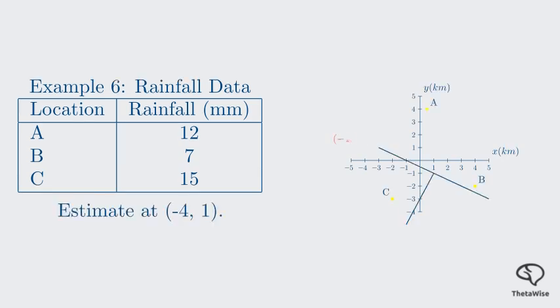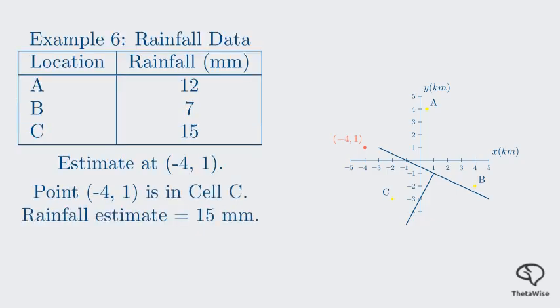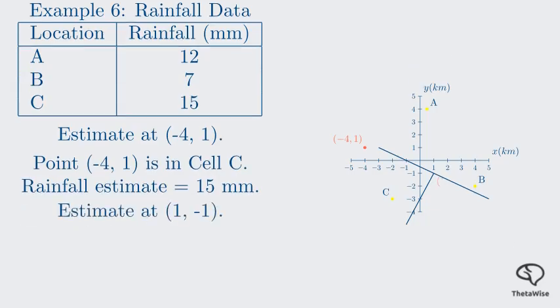First, let's estimate the rainfall at the point R(4, 1). We find this point on our diagram. Notice it lies inside the blue region, which is cell C. This means that site C is the nearest neighbor to (4, 1). So, our estimate for the rainfall at (4, 1) is the same as the rainfall at site C, which is 15 millimeters. What about the point (1, 1)?